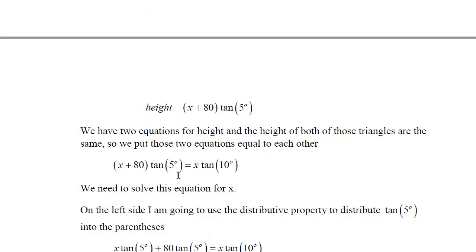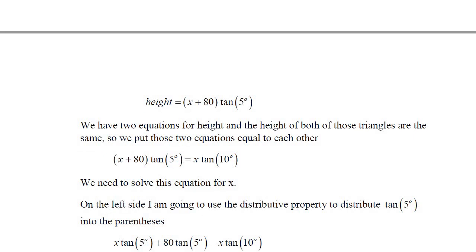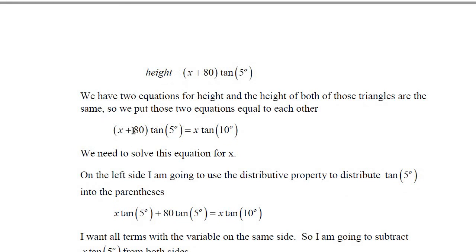So I'm going to put those two equations equal to each other. That gives me x plus 80 times tangent of 5 degrees is equal to x times the tangent of 10 degrees. I need to solve this equation for x. On this left side, I'm going to distribute tangent of 5 degrees through: tangent of 5 degrees times the x and tangent of 5 degrees times the 80. That gives me x times tangent of 5 degrees plus 80 times the tangent of 5 degrees, and that's equal to x times the tangent of 10 degrees.